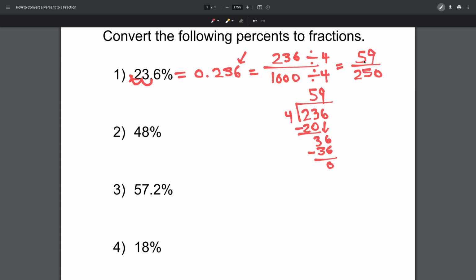Now we have to think, what is 59 divisible by? It's not divisible by 2 because it's not even. 9 plus 5 equals 14, that's not divisible by 3. It won't be divisible by 4. It won't be divisible by 5 because it doesn't end in a 5 or a 0. Because it's not divisible by 2 and 3, it's not divisible by 6. It's not divisible by 7, not by 8, not by 9, 10, or 11. So I think this is about as far as we can go. We're going to leave it as 59 over 250 and move to the next one.